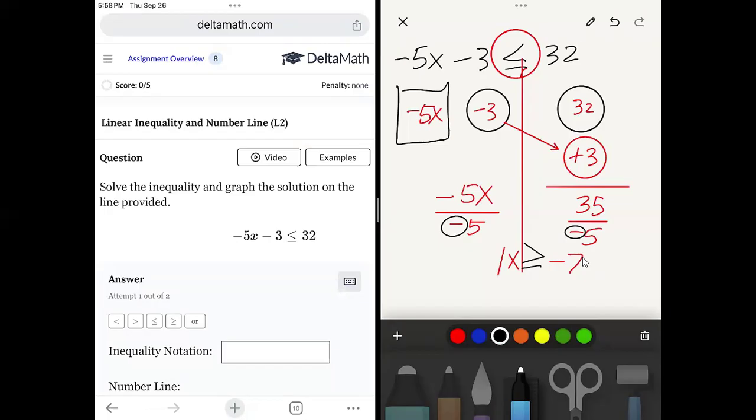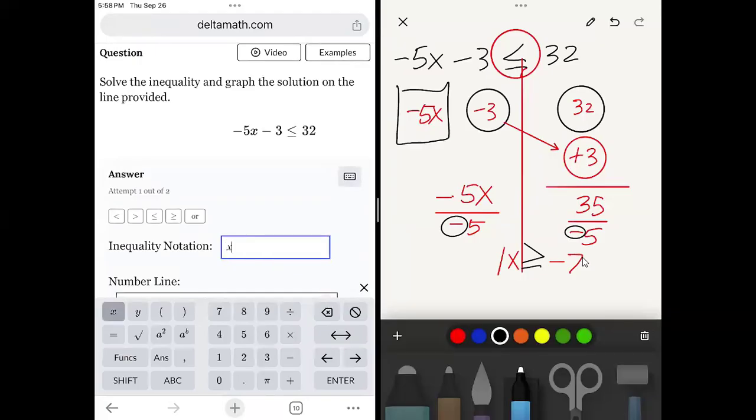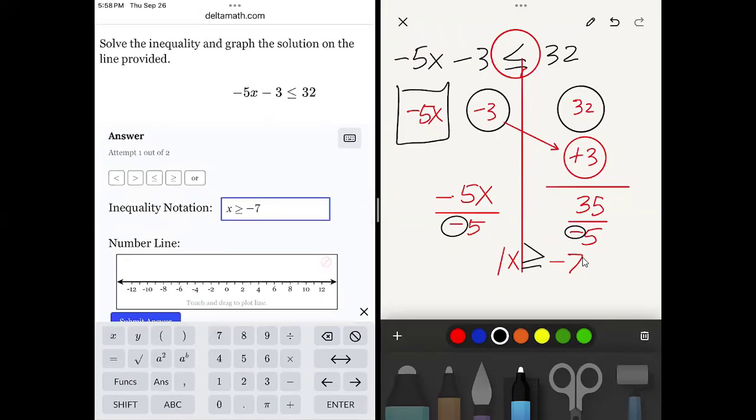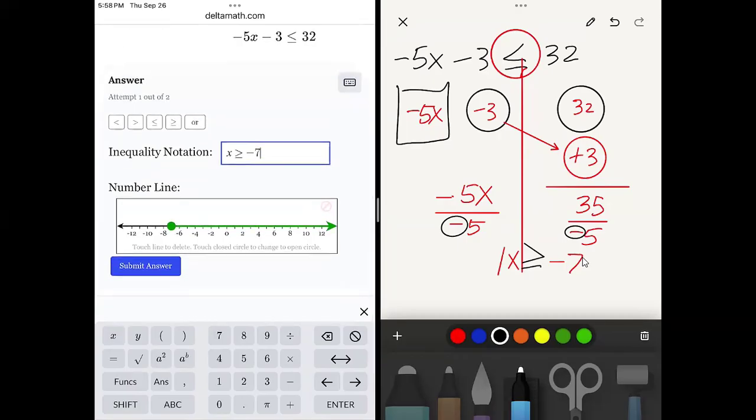So let's just go ahead. First thing we're going to do is write it here. It's going to be x is greater than or equal to -7. And then the number line is going to go the same direction. We're going to start at -7, which is here, and we're going to go all the way to the right. And because it has an equal sign, it should be a closed circle. And that's what we're doing. So now I'm just going to submit this, and let's see what we got.